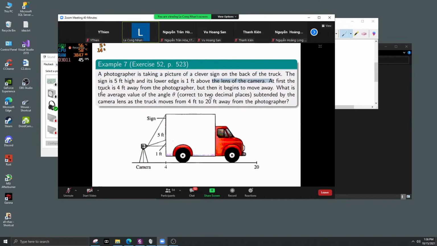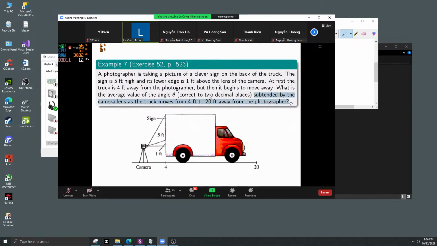So at first, the truck is 4 feet away from the photographer. So at initial time, the truck is 4 feet from the camera, but then it begins to move away, in the right direction, to the right. So it moves far away from the camera to 20 feet. Okay. So the question is, what is the average value of the angle theta, correct to two decimal places, subtended by the camera lens as the truck moves from 4 feet to 20 feet away from the photographer?